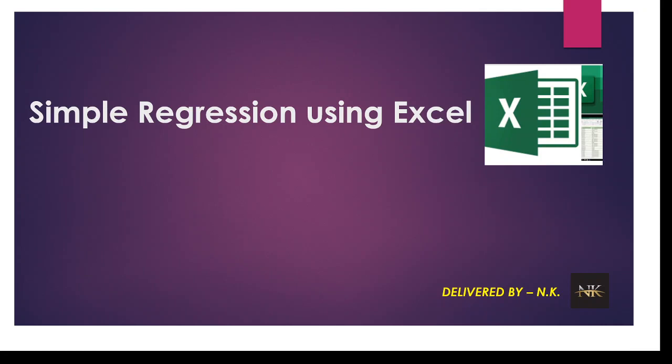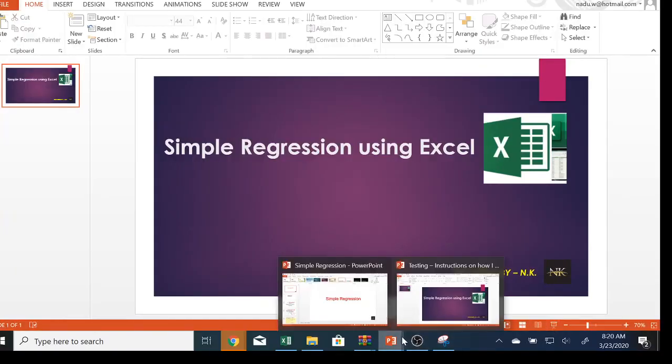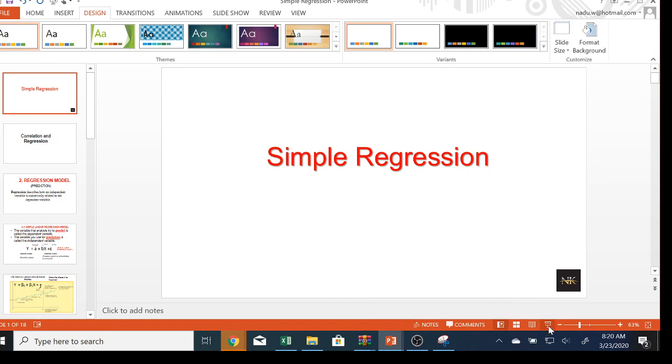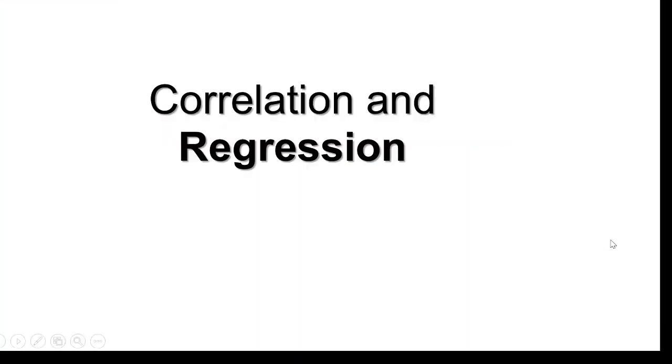Hi students, today we are going to learn about simple regression using Excel. To start today's session, first we will look at what is correlation. Correlation we have already discussed in our previous video. In correlation, we try to understand whether there is a relationship between two variables considered. We have discussed the correlation coefficient and how to generate the scatter plot diagram. Those things we have already discussed.